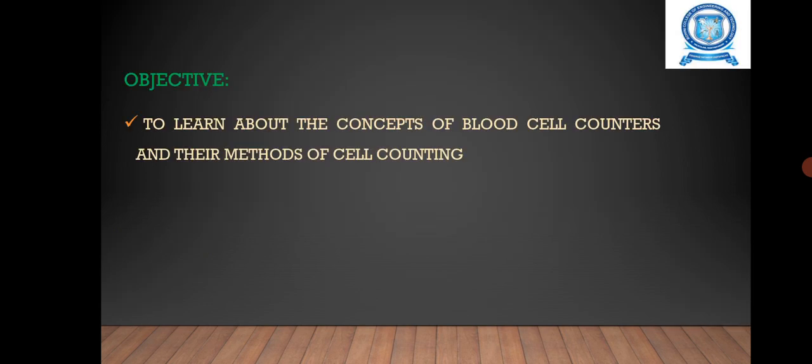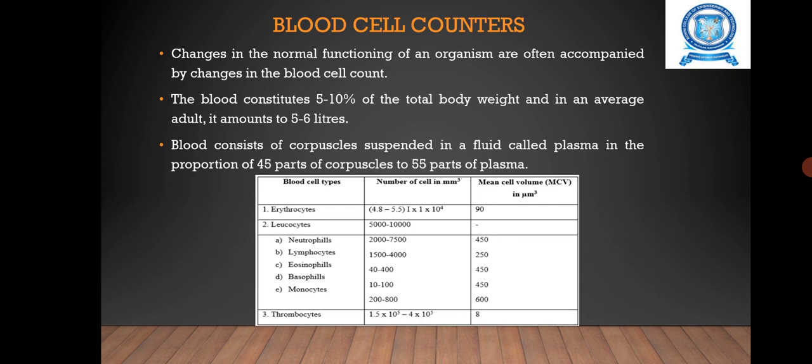First, the objective is to learn about the concepts of blood cell counters and their methods of cell counting. Blood cell counters. Changes in the normal functionality of an organism are often accompanied by changes in the body cell count. Here, the blood constitutes 5 to 10 percent of the total body weight, and in an average adult it amounts to 5 to 6 liters.